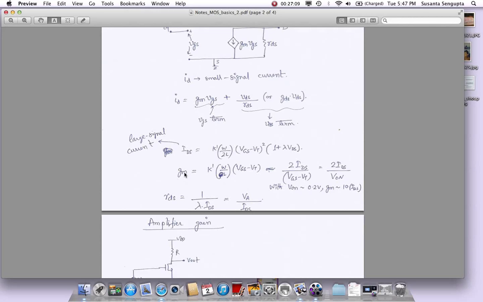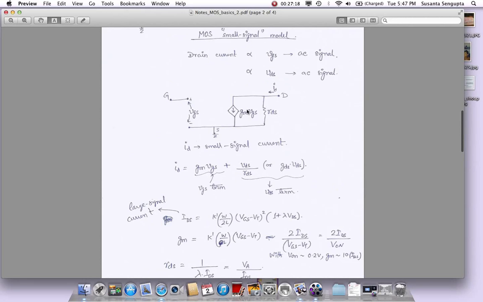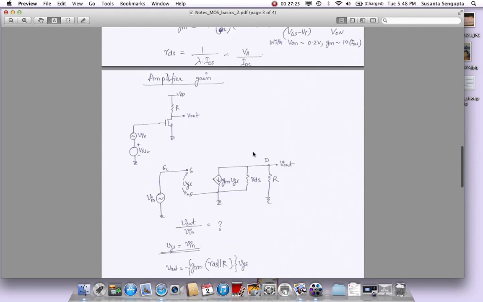So this is how, from the biasing conditions, from the bias current, the Von, and the lambda, we can find GM and RDS. Once you have found them, you can plug them into this model. Your model is ready, right? The simplified model is ready, and with that, we can go and find the amplifier gain.